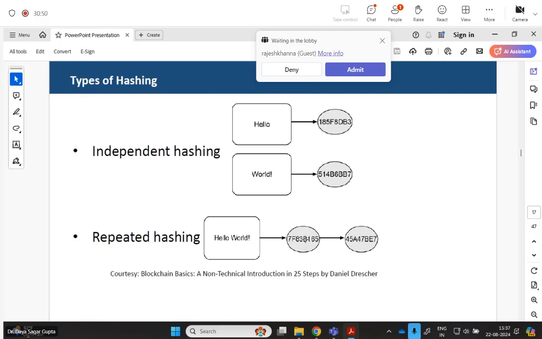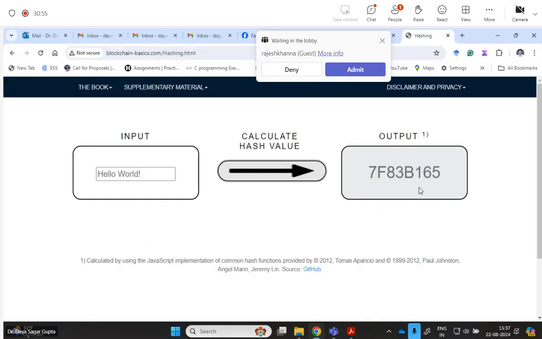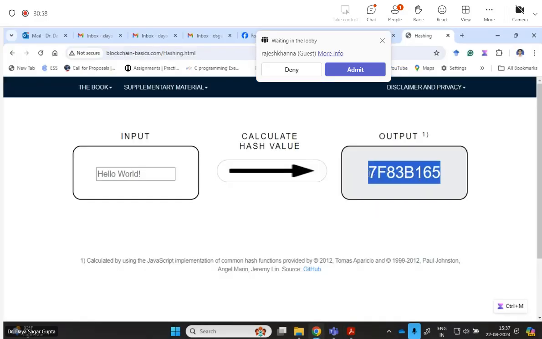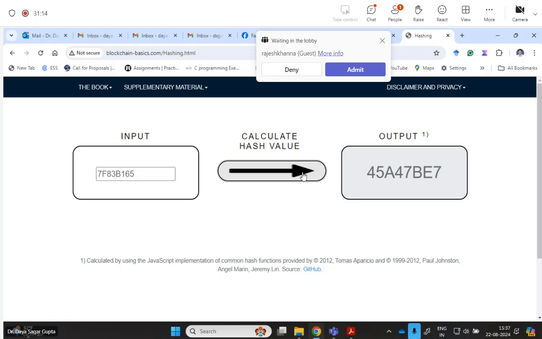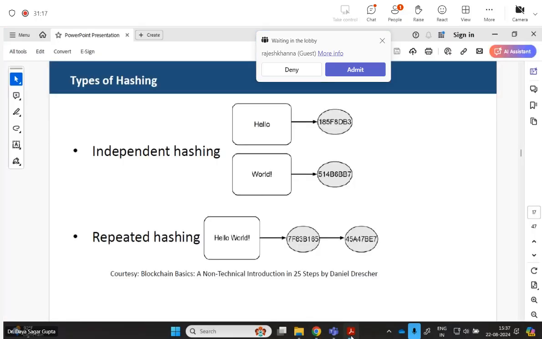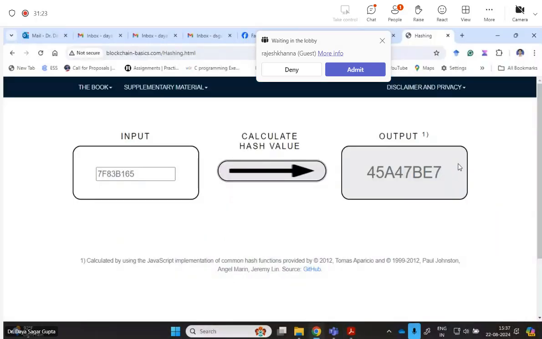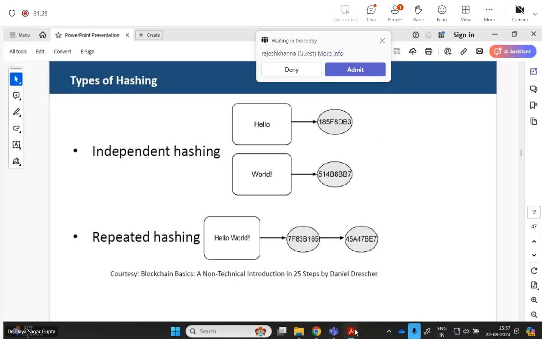This value will appear here. Now, I copied it here. As I repeated, I found the hash value of hello world with an exclamation mark as this. Now I'm copying it here and putting it as the input, and again I'm going to calculate the hash value. What do you get? 45A497 something. Are you getting this point? So this is the repeated hashing.